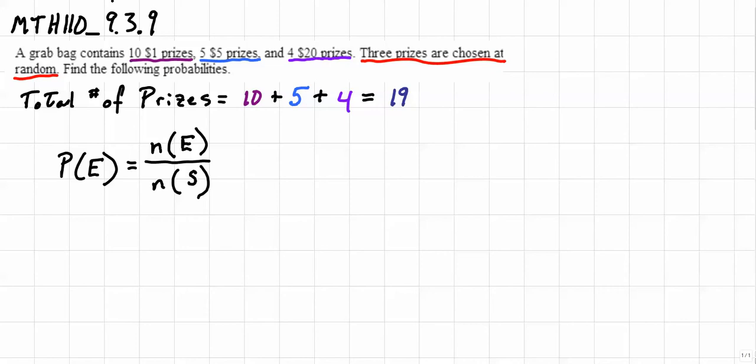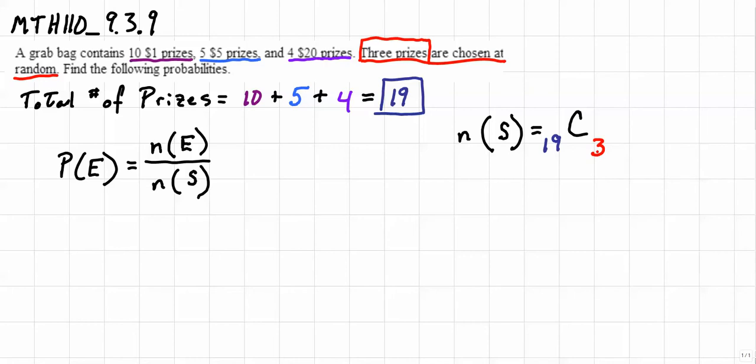Well, we already know that our sample space is going to have 19 different prizes that can be chosen. And since those prizes can be chosen 3 at a time, that means that n of S, the number of the sample space, will always be given by the following. And this is a combination, since order will not be important. It's not going to matter how I draw the 3 prizes, just the fact that I was able to draw 3 prizes. Now let's go ahead and look at which probabilities we are supposed to find.